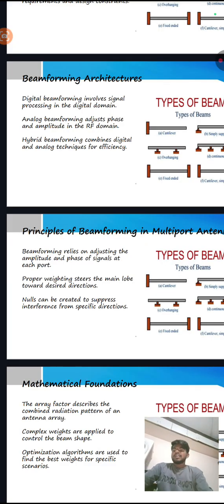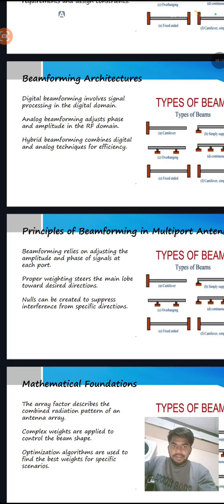A beamforming approach for multiport antennas is a technique that combines signal processing and proper antenna design to control the radiation pattern of antennas. Multiple antennas allow directional transmission, reception, interference mitigation and multiplexing, all critical in modern wireless systems like 5G, MIMO and radar. What is a multiport antenna? A multiport antenna is a single physical antenna.